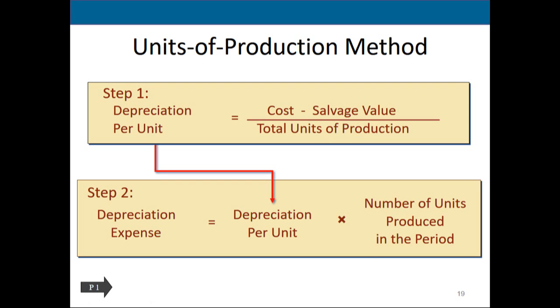The second step is to calculate how much depreciation expense to record each period. Take the amount you calculated in step 1 and multiply the number of units produced by that. This will give you the amount of depreciation expense to be recorded.